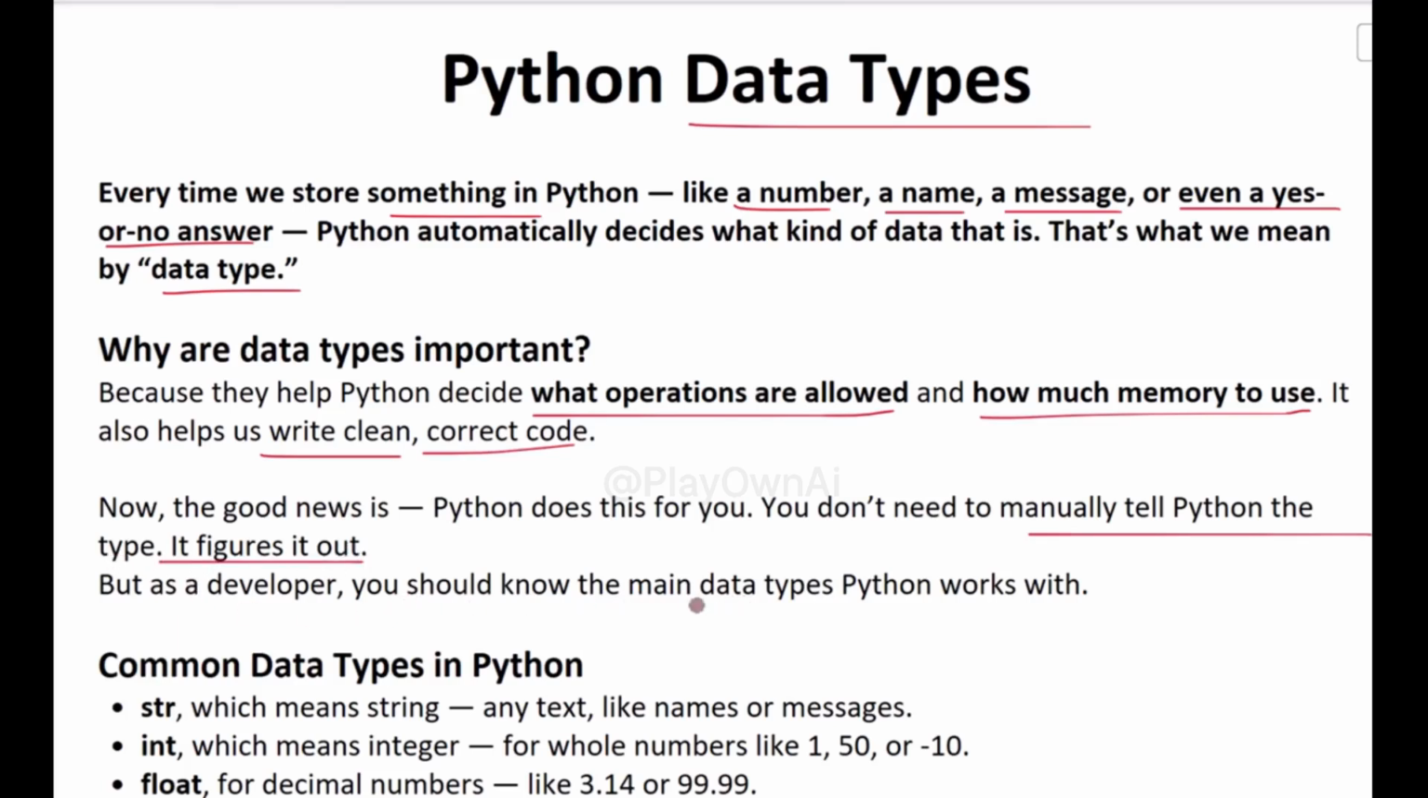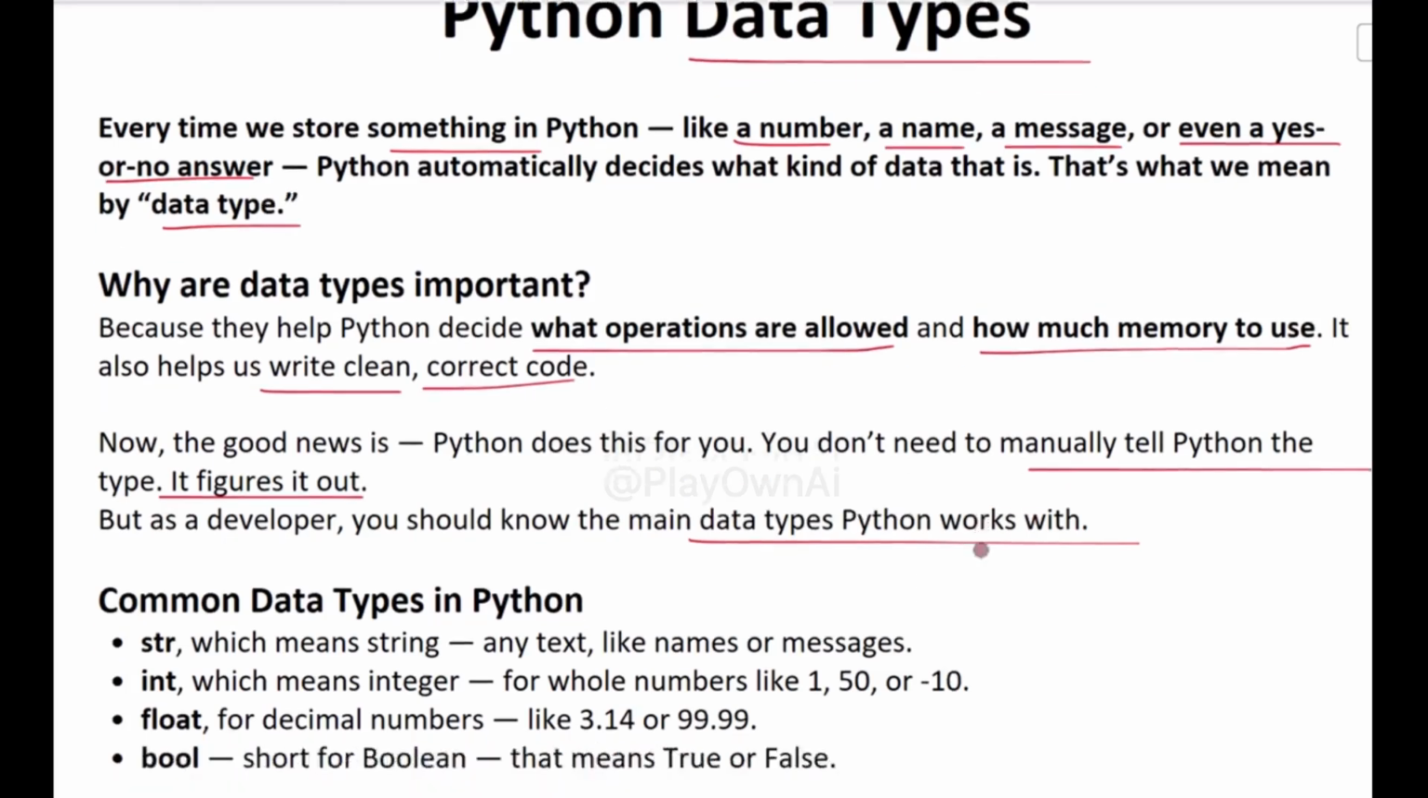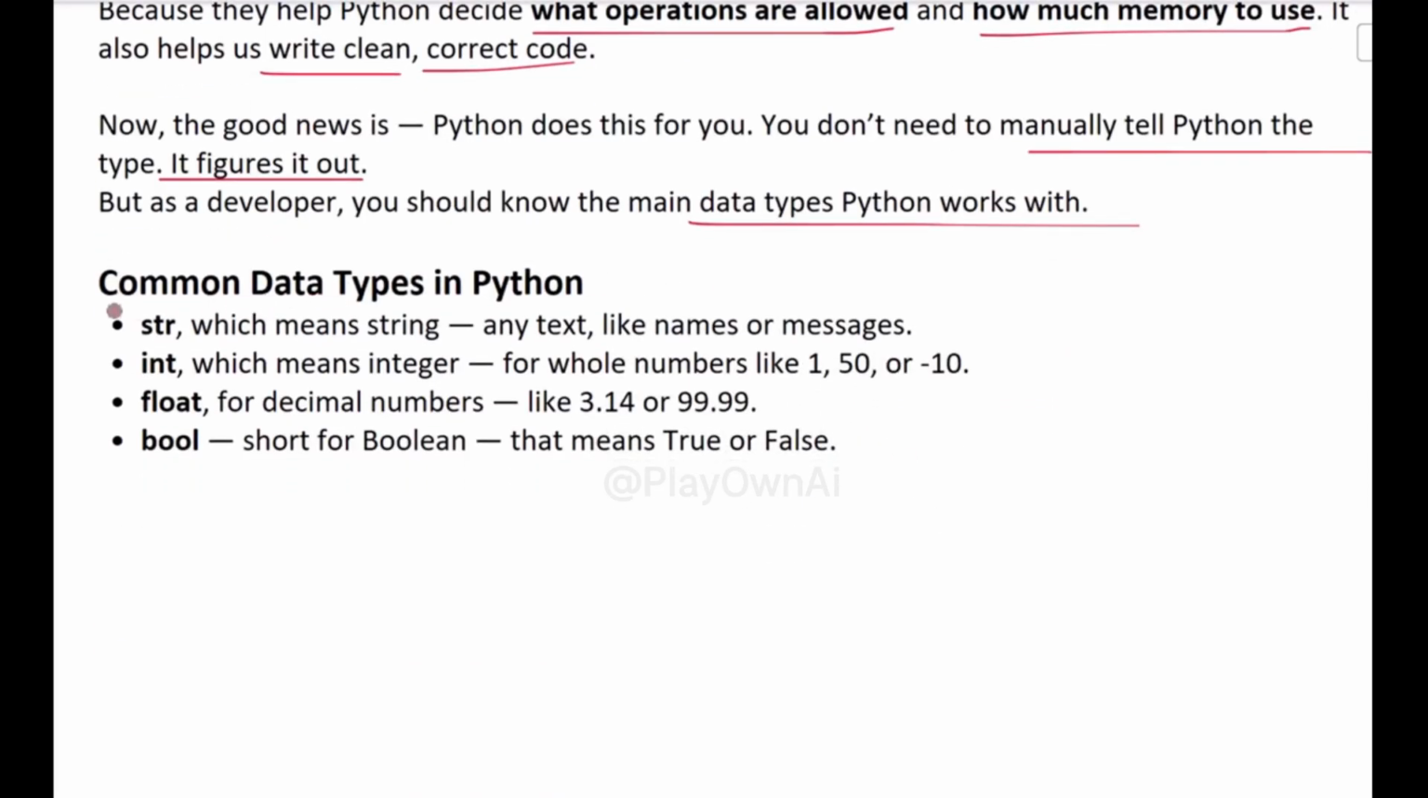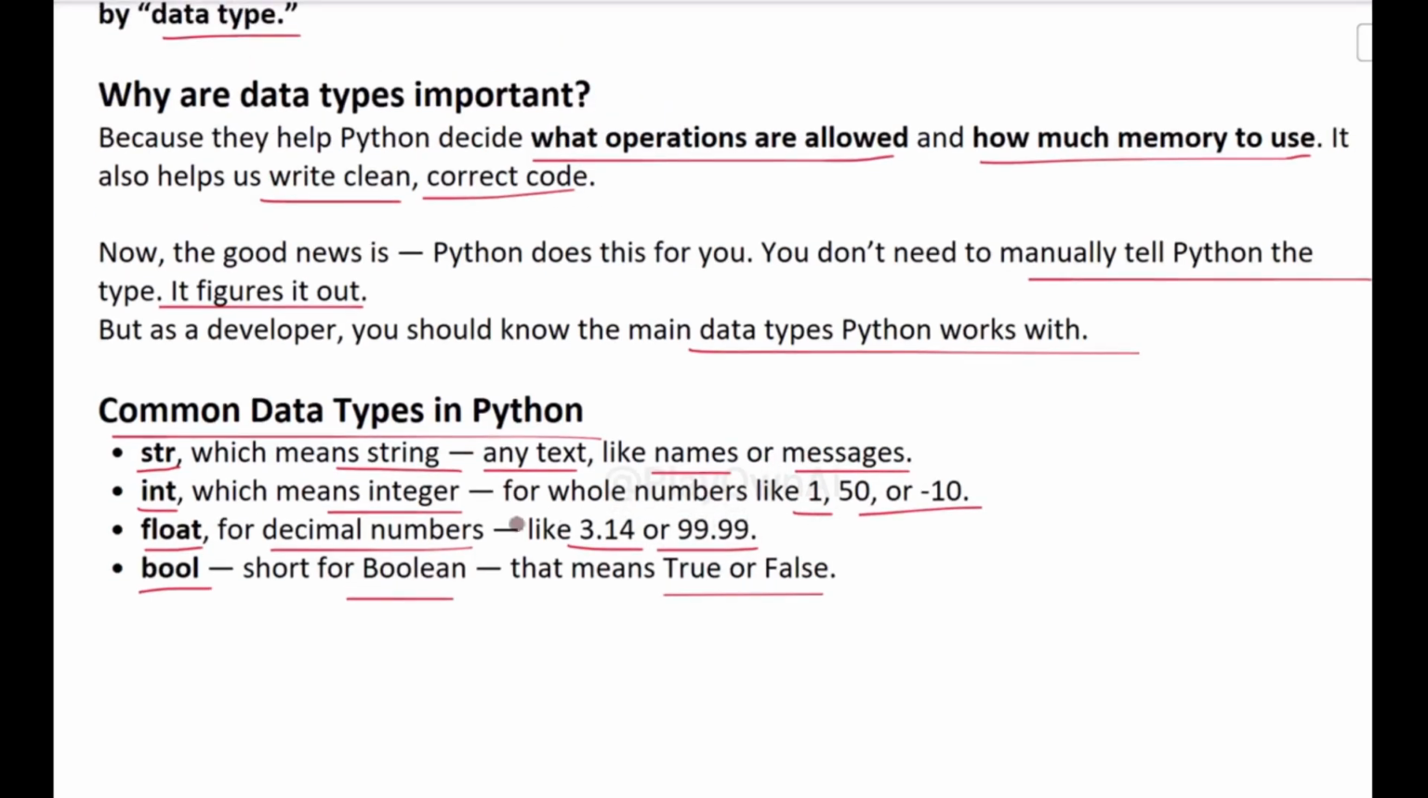Let me list a few you'll use all the time. There's str, which means string, any text like names or messages. There's int, which means integer, for whole numbers like 150 or -10. Then there's float for decimal numbers like 3.1 or 499.99. You'll also see bool, short for boolean. That means true or false, great for decision making. And there's also list, tuple, set, and dictionary. These are collections. We'll explore those in more detail in upcoming lectures.